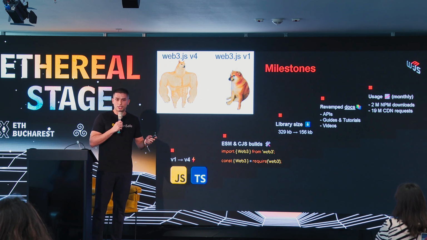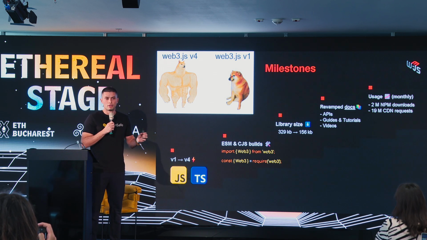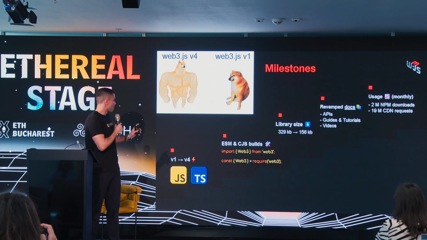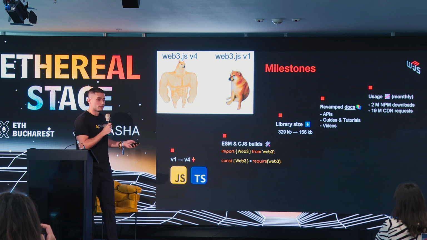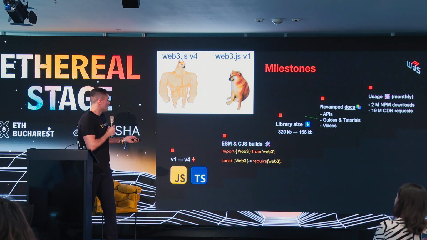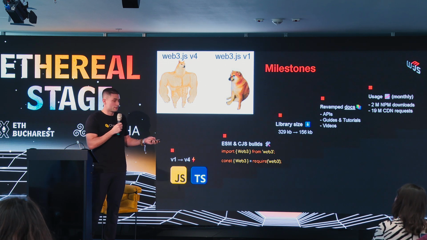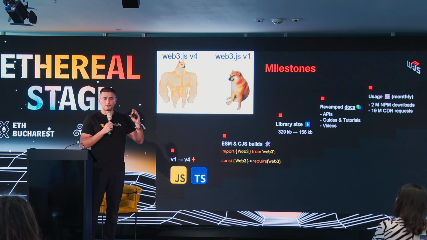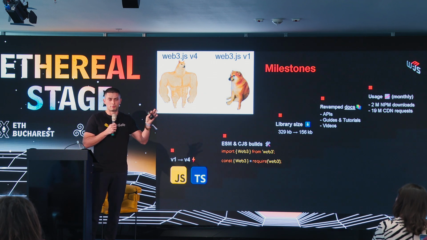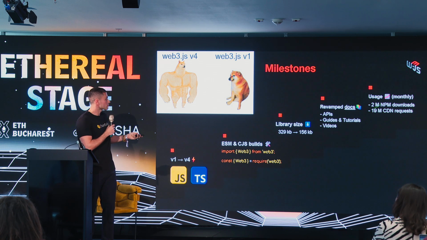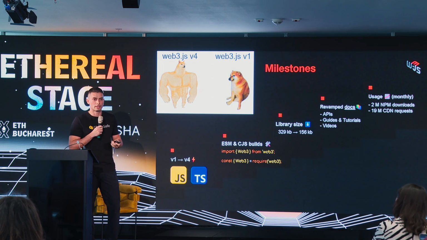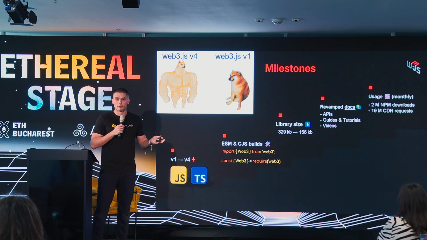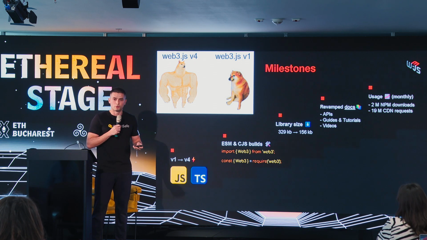Some of the milestones that we have at ChainSafe, the first one and the main one, is that we rewrote and refactored the whole library from JavaScript to TypeScript, so it's easier to maintain right now. Now Web3.js is compatible with ECMAScript and CommonJS modules. One of the most important is that we reduced the library size from 329 kilobytes to 156, but this is the size of the whole library. If you want to do specific things, you can import a specific module for Web3.js, so you don't need to import or install the whole library. We have new documentation as well with video tutorials and different code samples. And for usage, we have around 2 million NPM downloads a month and 19 million CDN requests a month as well.